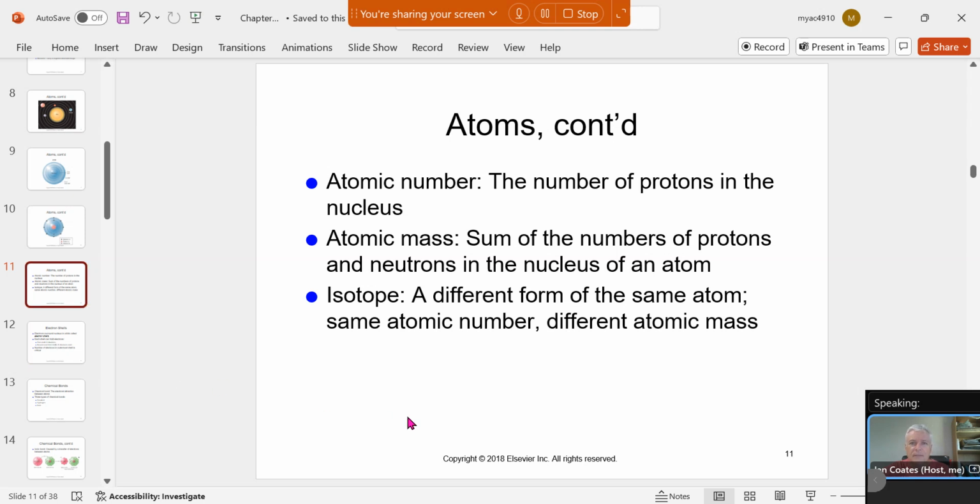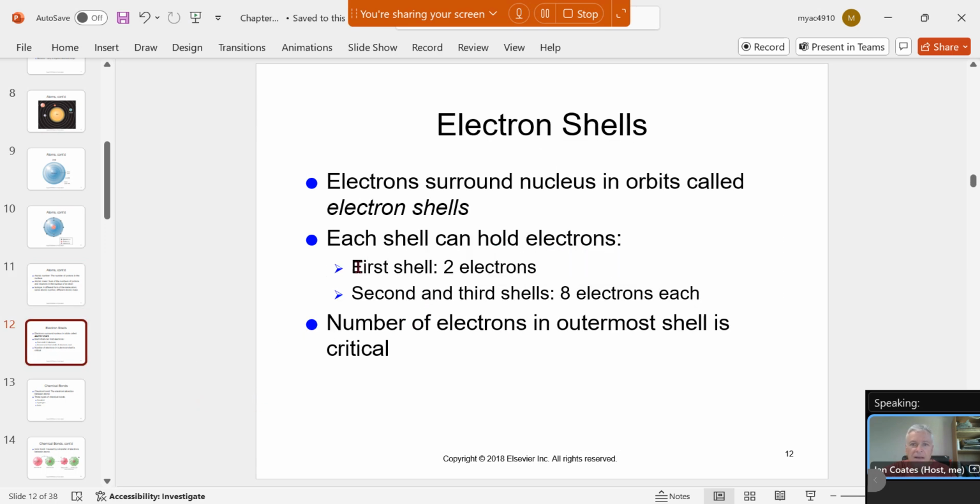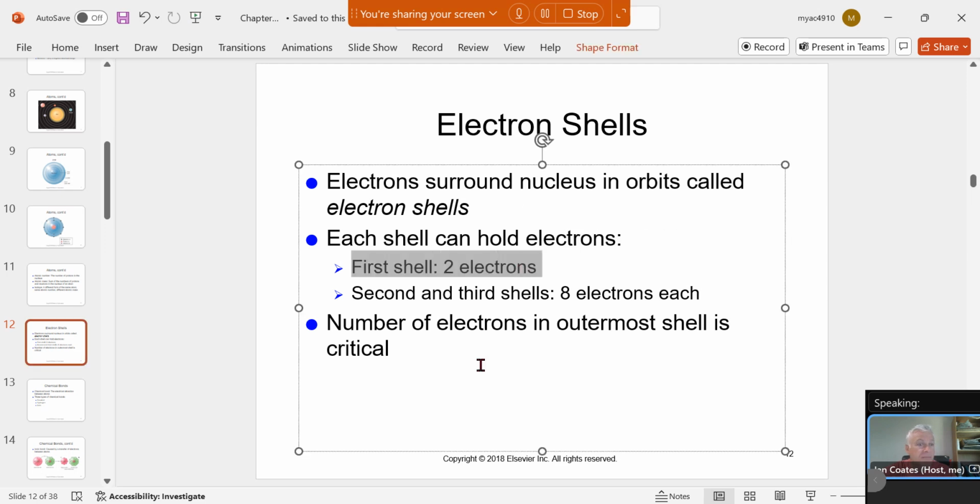So, there's your atomic number, the number of protons in an atom. Atomic mass, the number of protons and neutrons in the nucleus. Isotope, an atom that has the same number of protons but a different number of neutrons. Same element. First energy shell holds a maximum of 2 electrons.